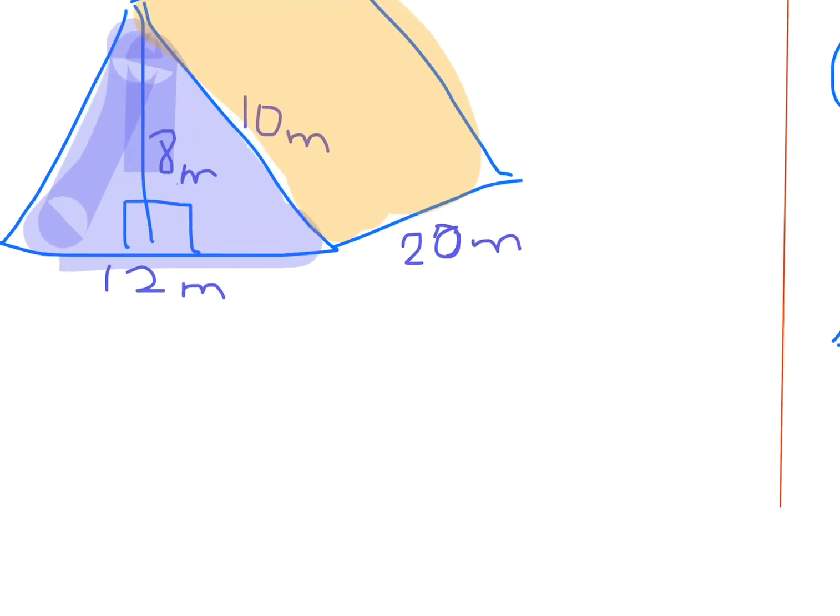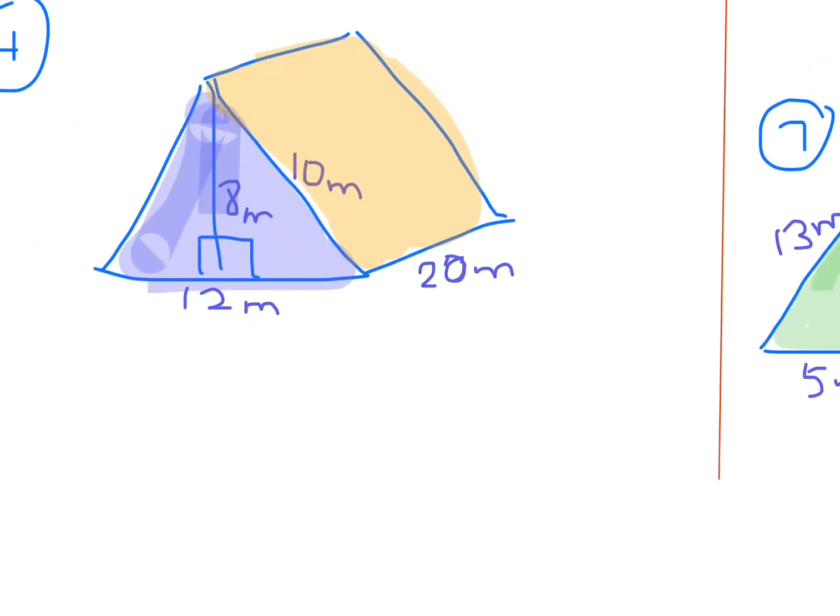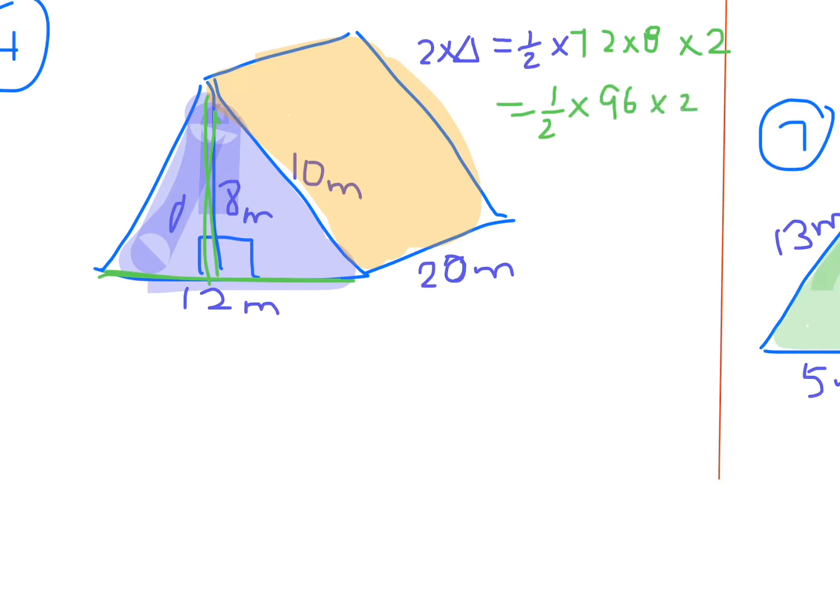Okay, so looking at this triangular prism here now. First of all, we do the triangle first. There are 2 of them, so it's a half times. When you're doing the triangle, the base is 12, the height is 8. So it's a half times 12 times 8. But there are 2 triangles, so you times it by 2. 12 times 8 is 96, and then a half of that, and then double it, you'll end up with 96 meters squared.